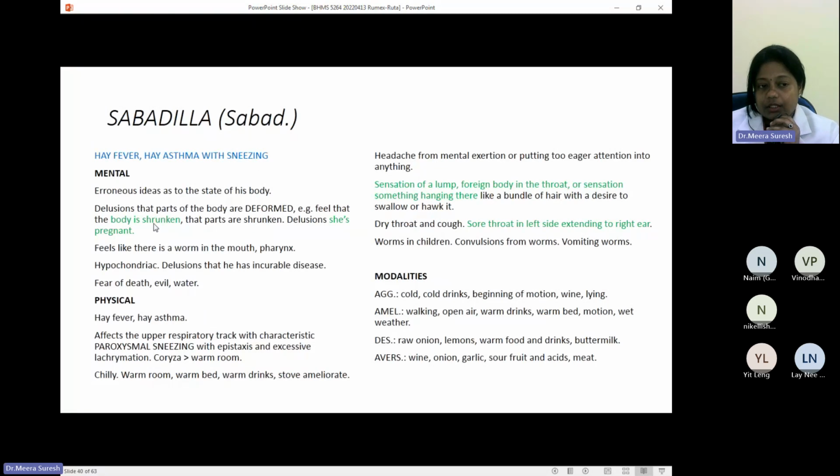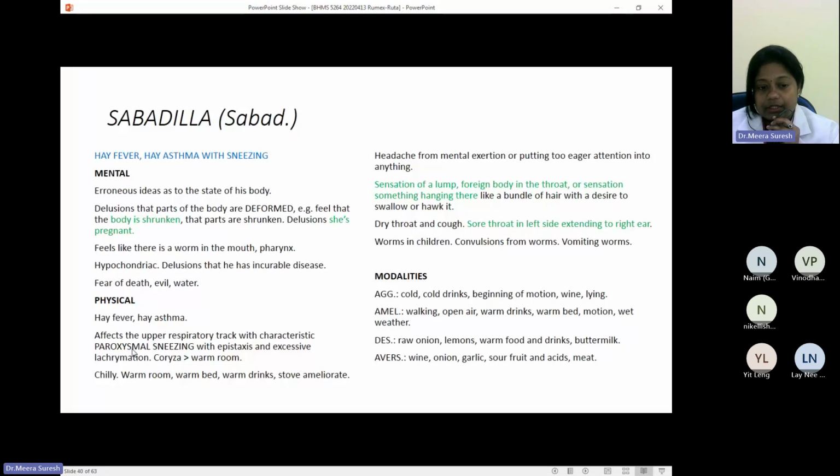Mind is important. So many delusions or fixed ideas he has. The parts of the body are deformed. The body is shrunken, especially the throat region. All the affected parts are shrunken. Delusion that she is pregnant. Hypochondriac, delusion that he has an incurable disease, fear of death, fear of evil, and also water.